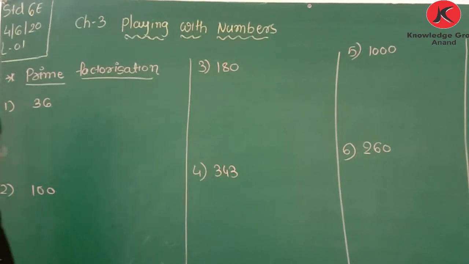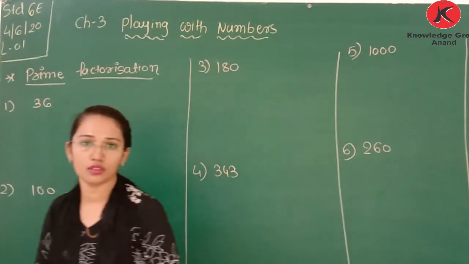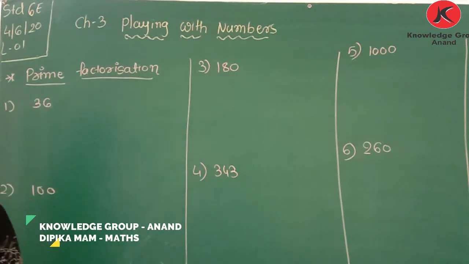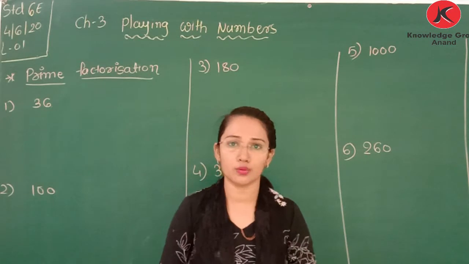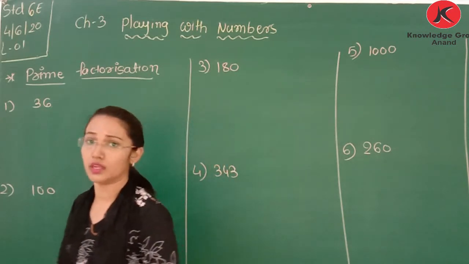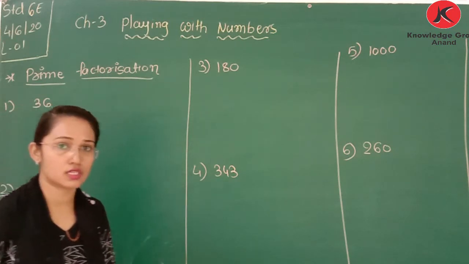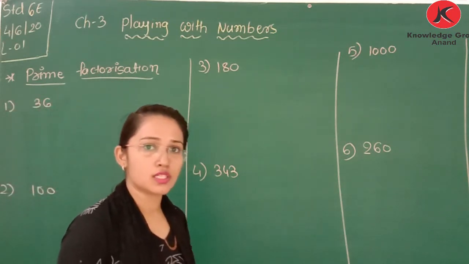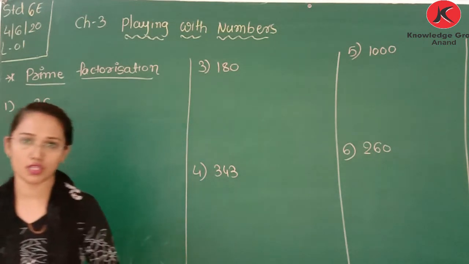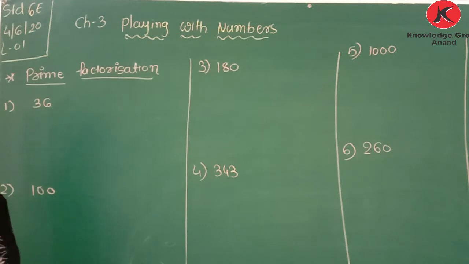Welcome back friends. Previously we learned different divisibility rules of numbers. We started with the divisibility by 10, then 5, then 2, 3, 4, 6, 8, 9 and 11. Then we learned some extra divisibility rules in the previous video. Today we will start one more new topic, that is prime factorization.